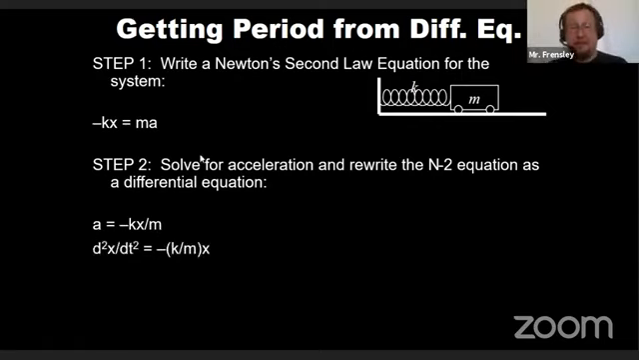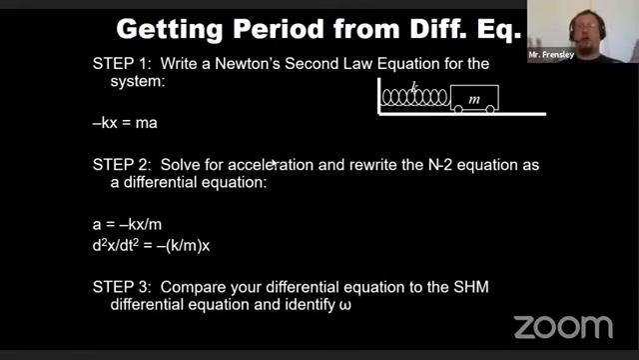Now this is not algebra 1. This is a second derivative now. Now it looks like we're going to do calculus, but we're not actually going to do calculus. We're not going to take any derivatives or integrals. All I'm going to do on step 3 is say, what is omega?